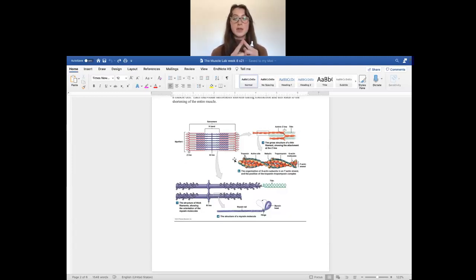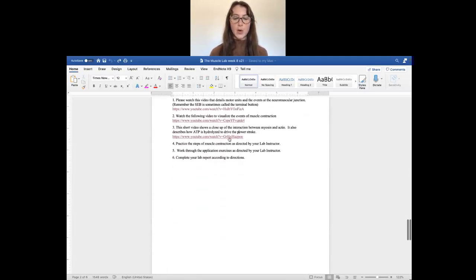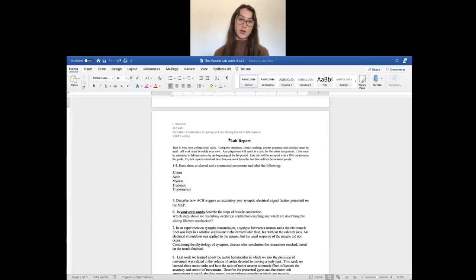However, the length of the proteins doesn't change, just the degree of overlap is changing. So if you're still kind of struggling with that concept, go ahead and Google relaxed versus contracted sarcomere. I'm sure you'll find some good stuff on there. But please hand draw me 2 different sarcomeres, one relaxed, one contracted, labeling the Z lines, the actin, the myosin, troponin, and tropomyosin in each one.